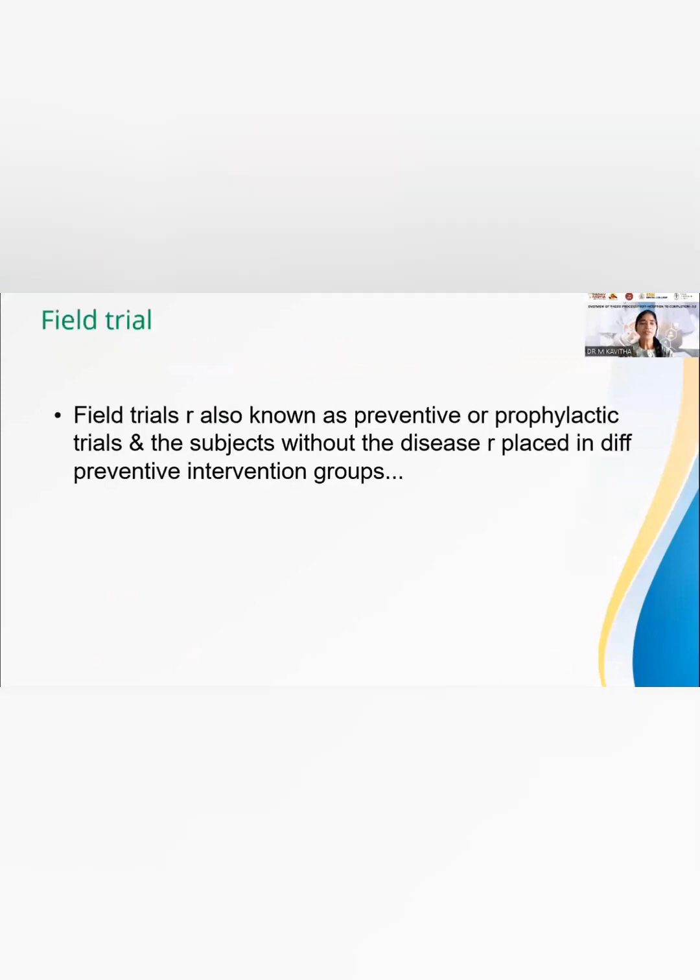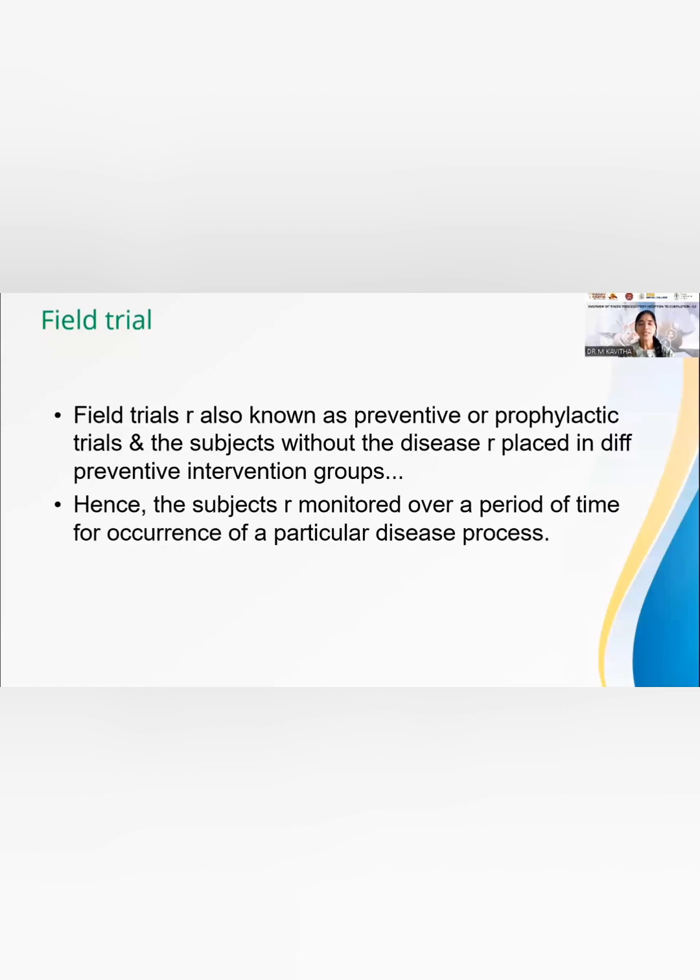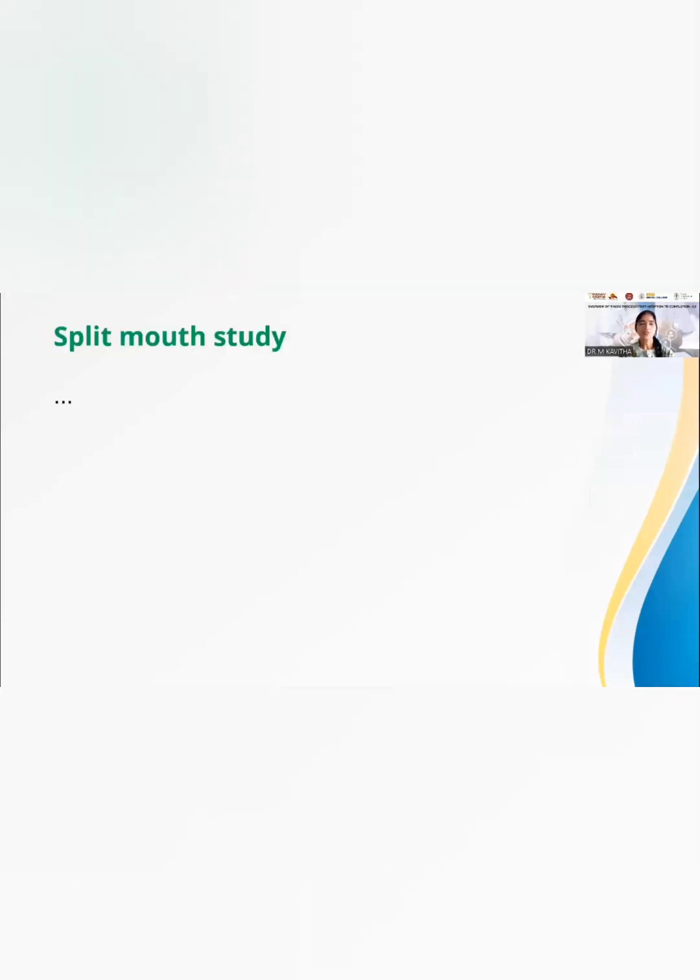What do you mean by field trial? It's known as a preventive or a prophylactic trial, and the subjects without the disease are placed in different preventive intervention groups. One of the examples for the field trial would be to randomly assign two groups of a healthy population and to provide an intervention to a group, such as a vitamin, and follow through to measure certain outcomes.